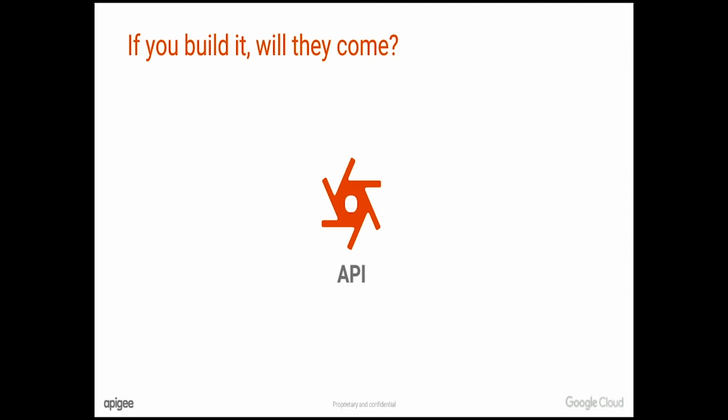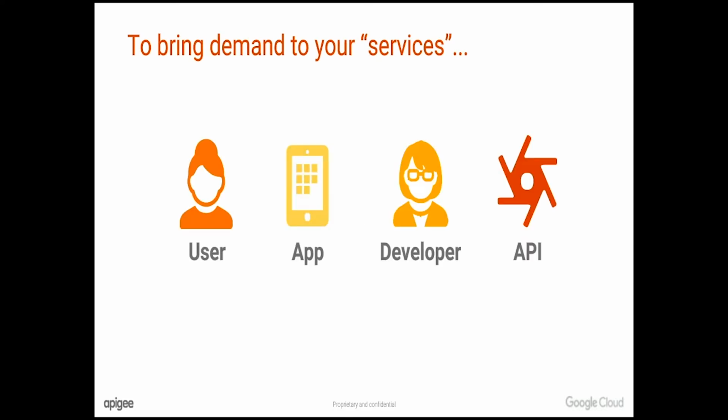The question is this: if you build out an API, whether it's internal facing or external, will people come and use that API? In order to bring the demand to your APIs, to your services that are fronted by APIs, you need to be able to attract developers. Developers need to build apps. Those apps have got to be used. And when those apps are used, that is when the demand happens for your APIs.